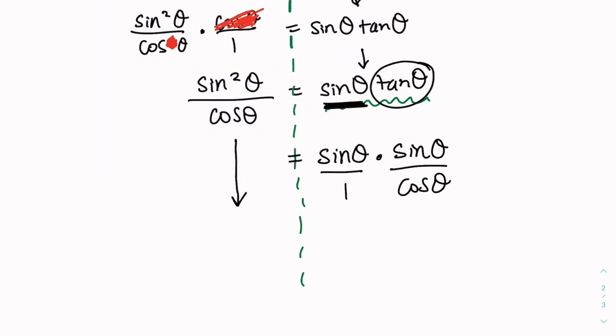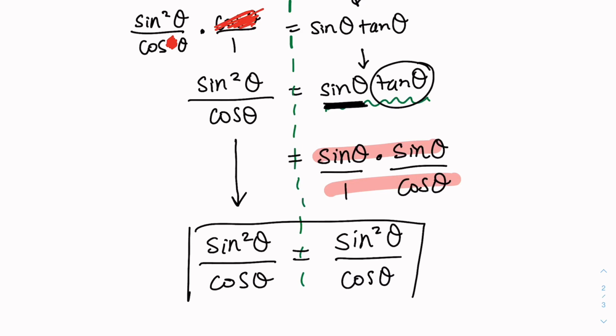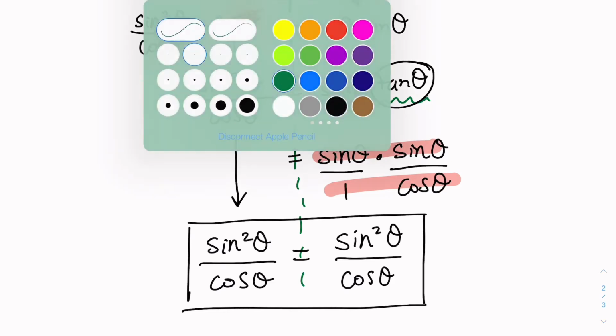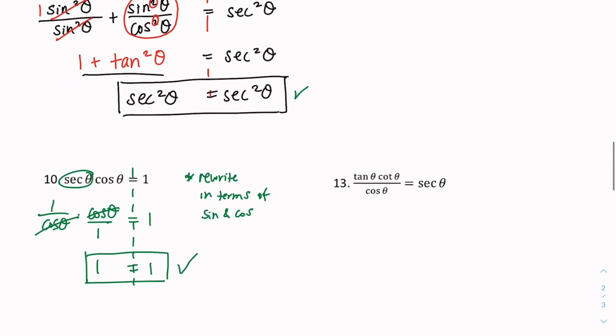Well, sine times sine is sine squared. And 1 times cosine is just cosine theta. And oh my gosh, would you believe it? It looks exactly like the left side. So we could have verified it that way by manipulating both sides of the equal sign. So if you're feeling daring and adventurous, you can always do that. All right, that was number 11.